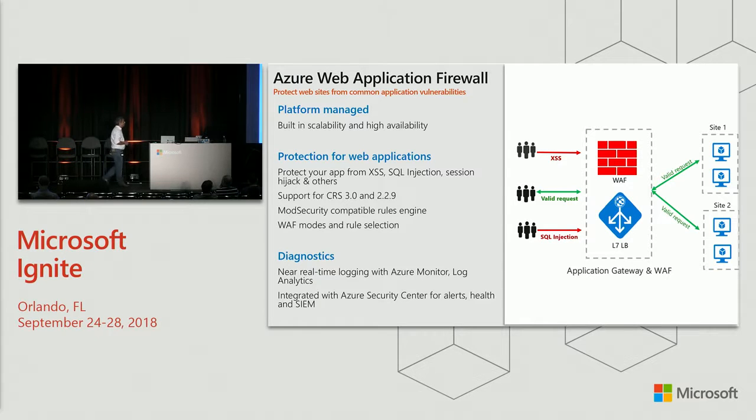We have added support for 3.0 CRS, core rule set. That's the very popular ModSecurity OWASP rule set. So we support both 3.0 and 2.2.9 out of the box. And we also allow customers to configure the rules. So they can run the WAF in two modes. They can run it in protection and detection mode, and they can, at that point, choose that.